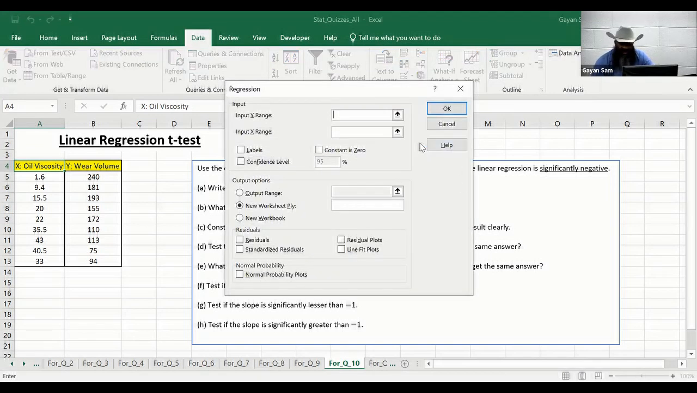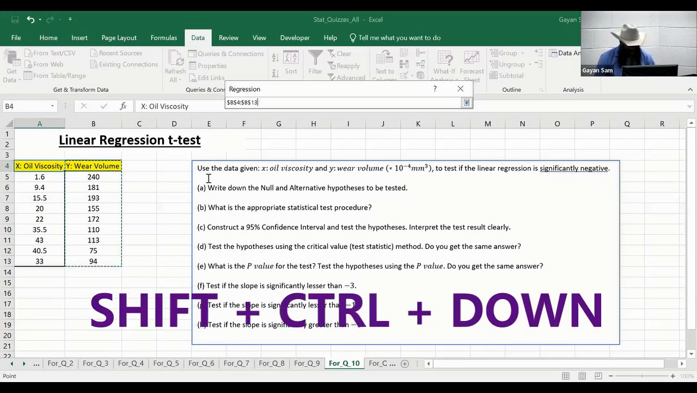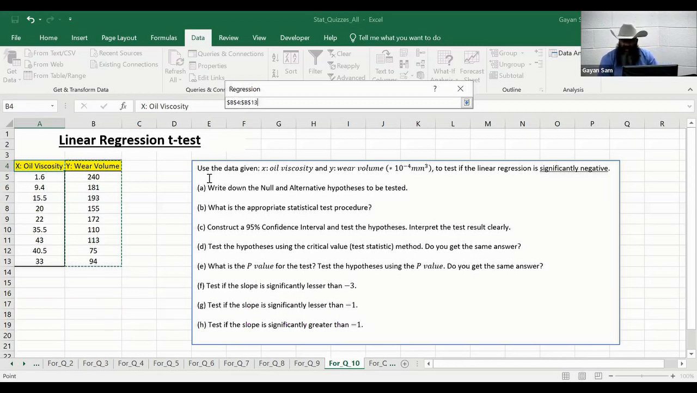Input Y range. I need to click on this little arrow. We have the option to select the variable label, so I'm going to go ahead and select the variable label. To select all the data points under that variable, I have to press Shift Control down arrow key. All three keys are pressed at once. All the data points for the variable Y are now selected. We can go back and hit Enter.